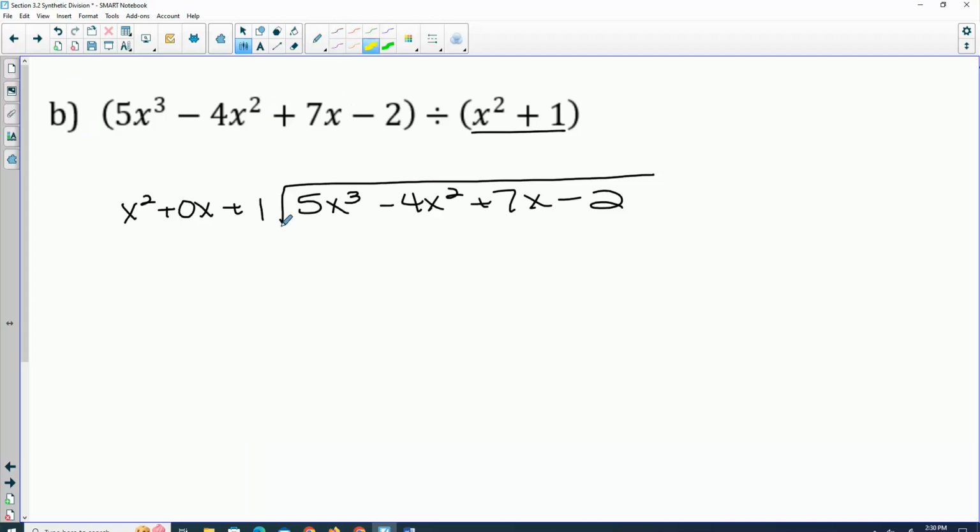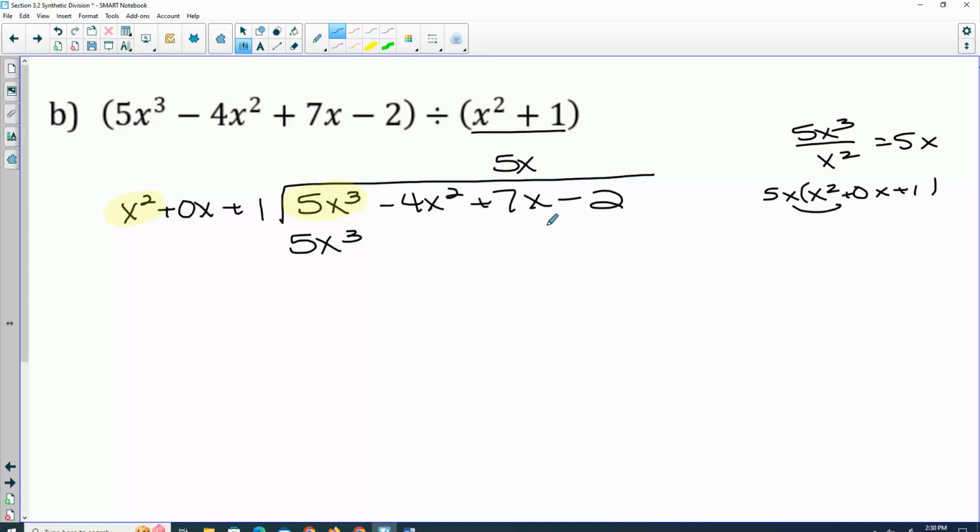So now we divide. What is 5x cubed divided by x squared? So that's just 5x. Okay, I'm going to write that above my x term. Then what do we do? Multiply. You take 5x times the x squared plus 0x plus 1. So 5x times x squared is 5x cubed. 5x times 0x is 0x squared. 5x times 1 is 5x. What do we have to do with all of that? Switch our signs because we subtracted it off.